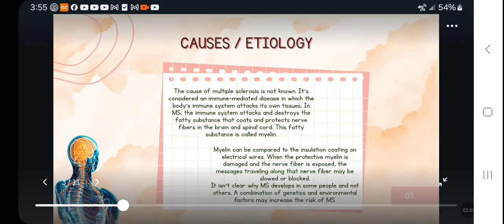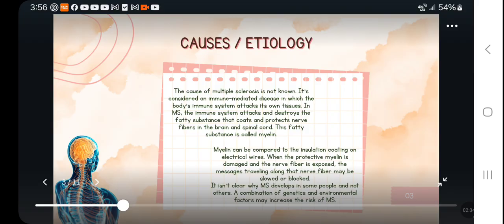Causes. The cause of multiple sclerosis is not known. It's considered an immune-mediated disease in which the body's immune system attacks its own tissues. In MS, the immune system attacks and destroys the fatty substance that coats and protects nerve fibers in the brain and spinal cord. This fatty substance is called myelin.